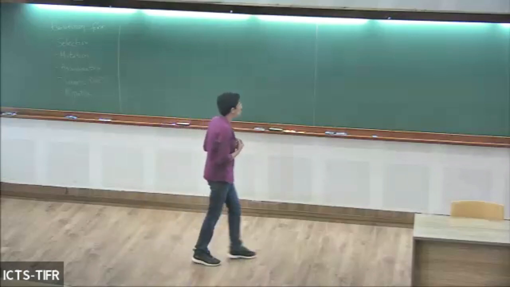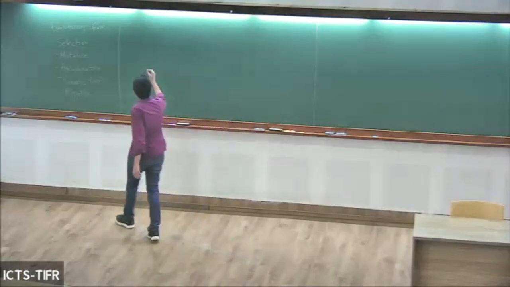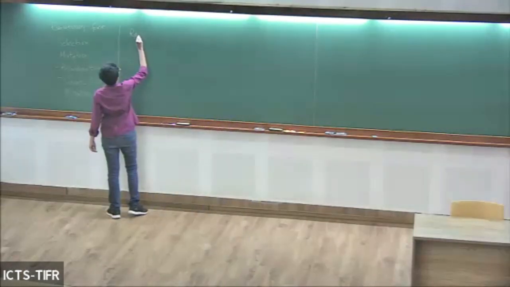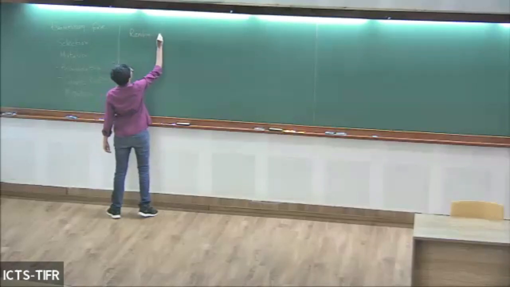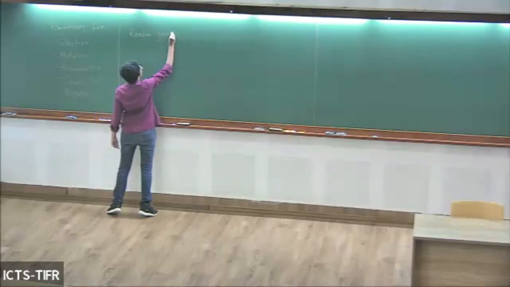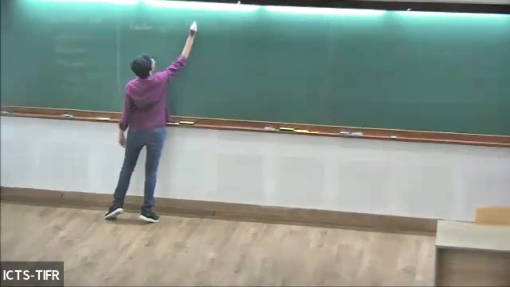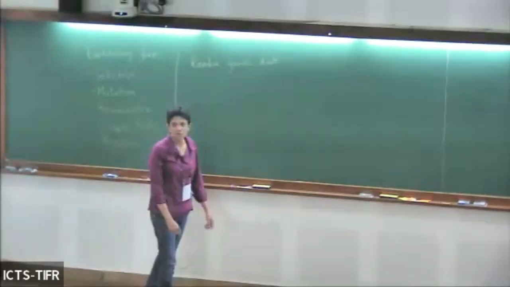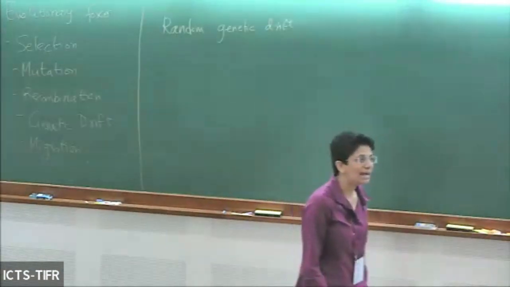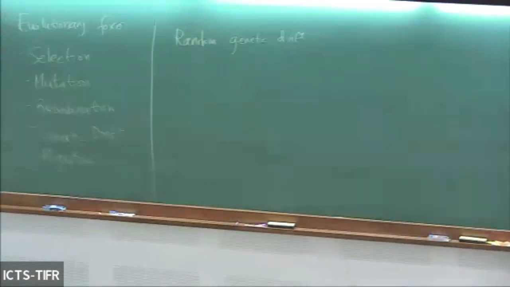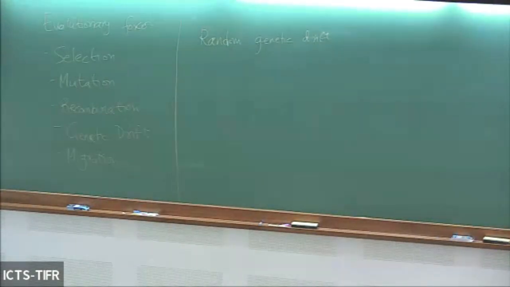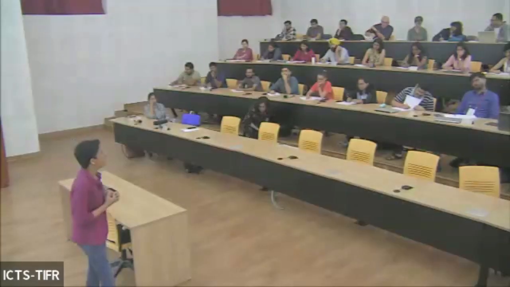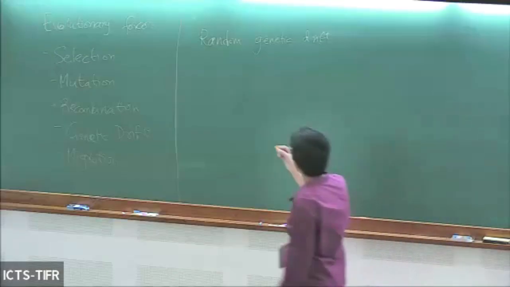Okay, so I want to speak about random genetic drift. It's about stochasticity. And whenever I think of stochasticity, it's easier for me to think of a much simpler model. So before we come to evolution, I will ask you to play a little game with me, and it's called Gambler's Ruin.